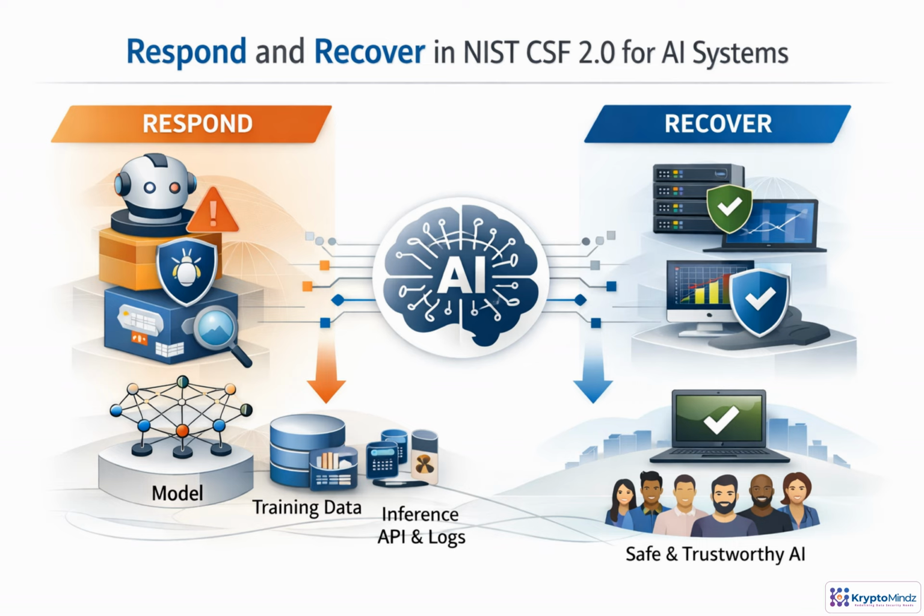For AI, response goes beyond servers and accounts. Teams may need to analyze model behavior, prompts, embeddings, training data, inference APIs, logs, integrations, and downstream decisions. Containment might mean disabling a model, rotating data access, or pausing an automated workflow. Recovery then restores service, validates integrity, communicates status, and confirms the AI is safe and trustworthy again.